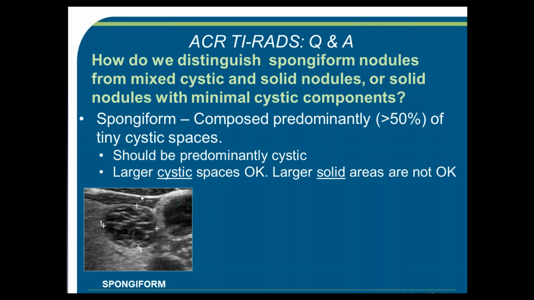That doesn't negate the fact that it's cystic or that it's spongiform. So if you look at this nodule here in the lower left-hand corner, this is a classic spongiform nodule. It's predominantly cystic, multiple tiny little spaces, and a lot of septations separating those cystic components, but very minimal solid component here. If there are larger solid components, then you have to put it into the mixed cystic or solid category.